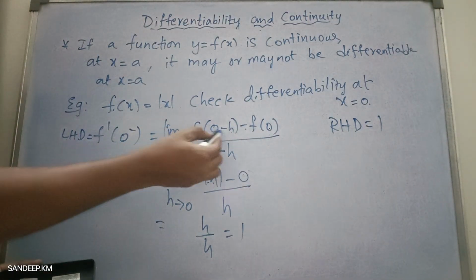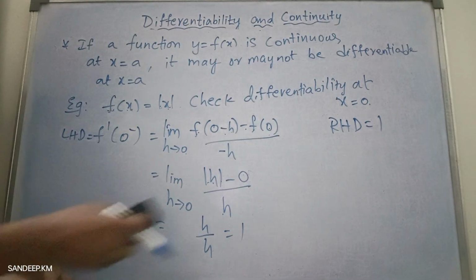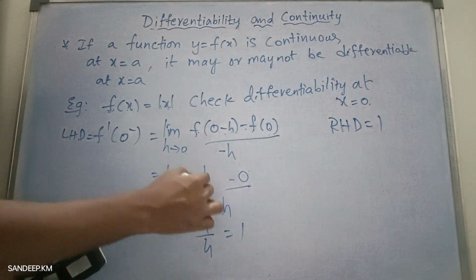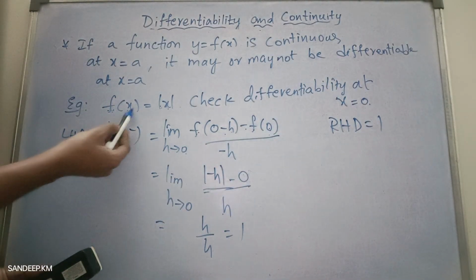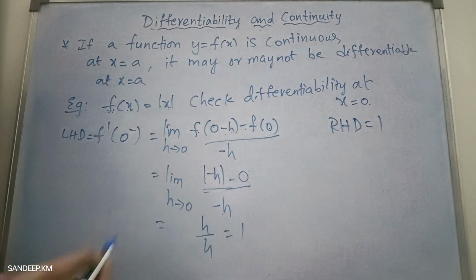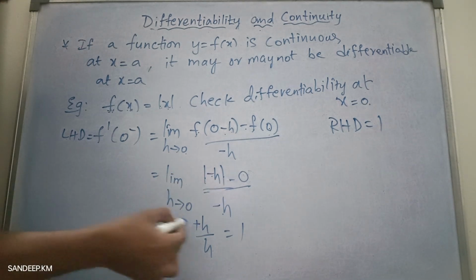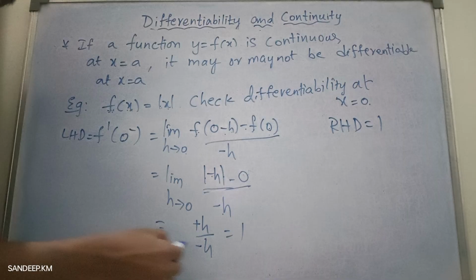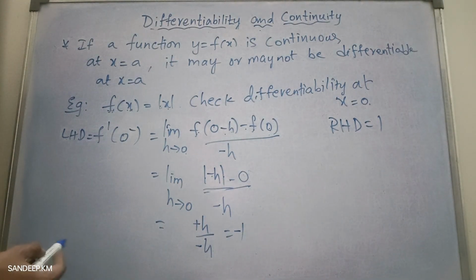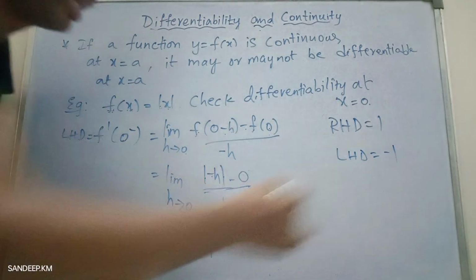So f of minus h. f of minus h is modulus of minus h. Correct or not? So it is modulus of minus h. f of 0 is 0 only. f of 0 is 0 divided by minus h. Please observe one thing, dear students. Modulus of minus h is plus h. But denominator has minus h. And h divided by minus h is minus 1. Dear students, the value of LHD is minus 1.